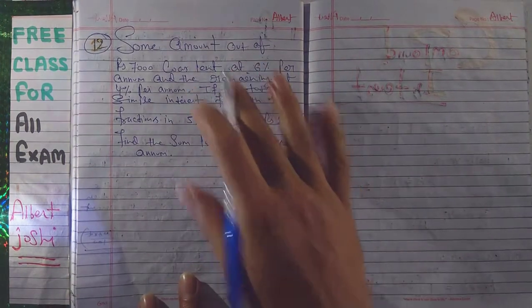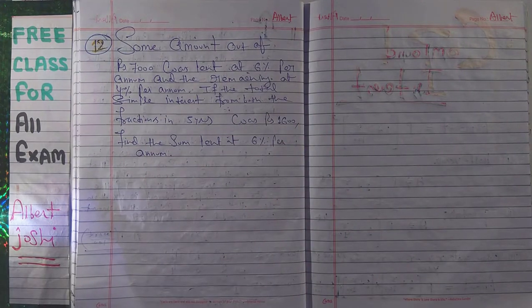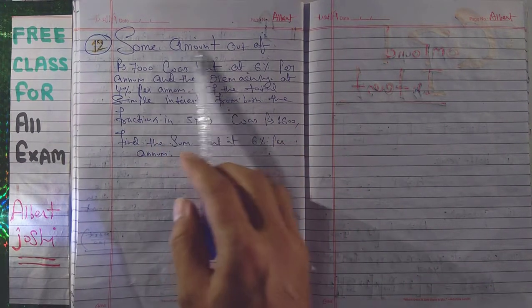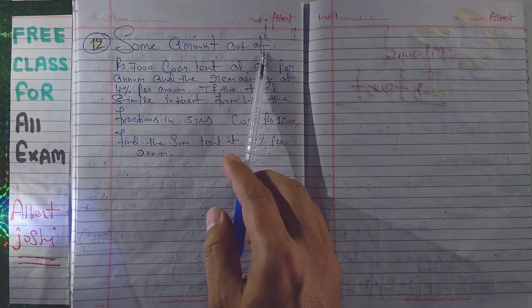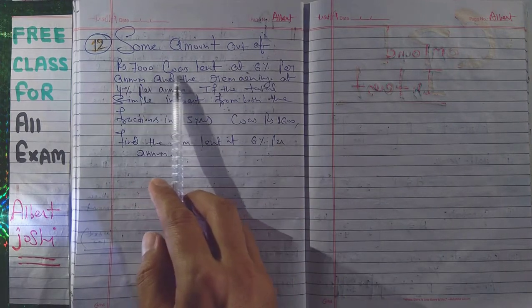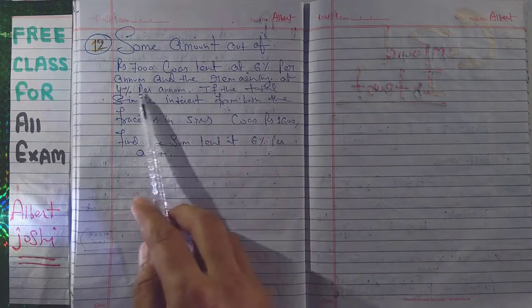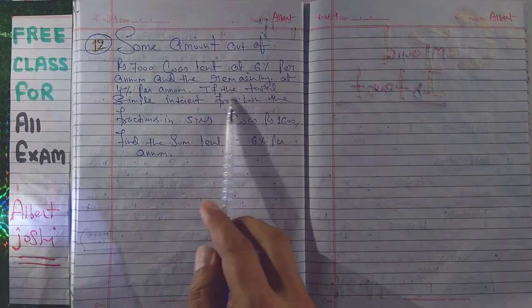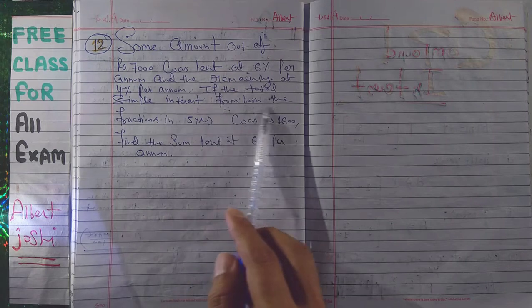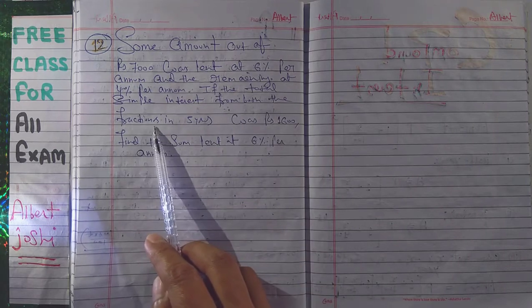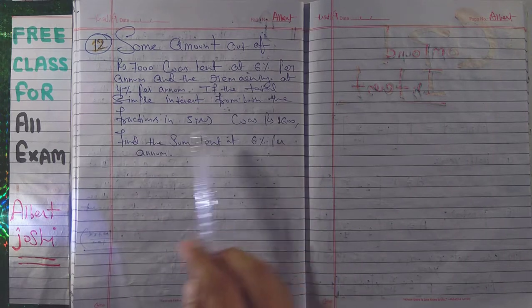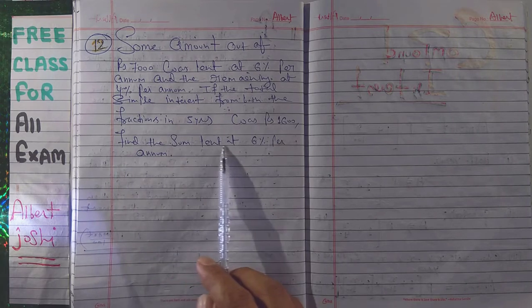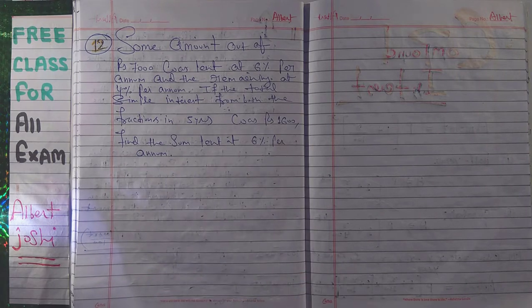Now this is a very important question, and this is the last question. Some amount out of rupees 7,000 was lent at 6% per annum and the remaining at 4% per annum. If the total simple interest for both fractions in 5 years was 1600, find the sum lent at 6% per annum.